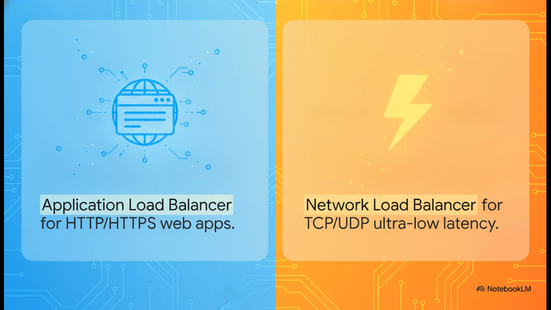Then, we have the Network Load Balancer, or NLB. This operates at layer 4. If the exam asks how to handle millions of requests per second with ultra-low latency using TCP or UDP protocols, NLB is the undeniable choice.